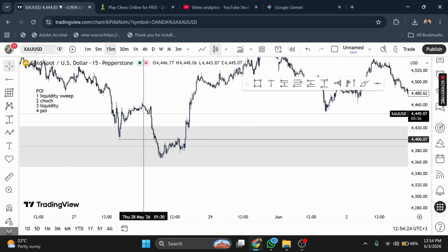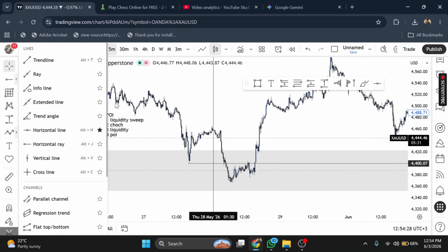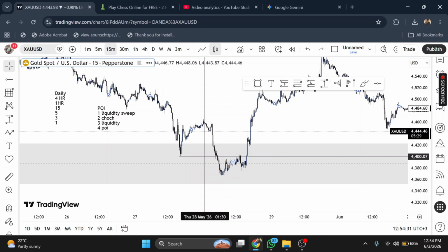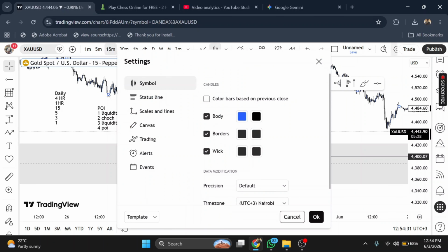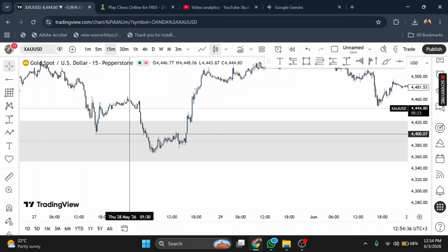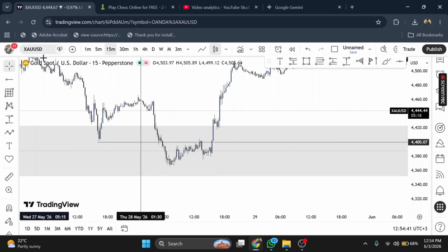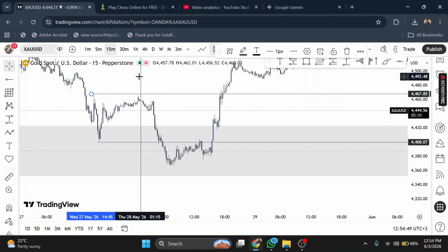So back to the original concept. I came here. Sweep inside the POI, right? There was that sweep. Then into the POI, you have to see a change of character. Originally, learning SMC, the original change of character should be right here, right before that sweep, this high. But again, this is gold, not a normal currency pair, so you don't expect it to come.